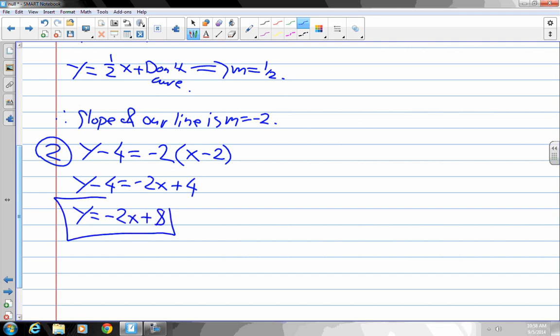So we do care about the y-intercept here. That's the big part of finding the equation of the line. It's a very unique line. It passes through 8 on the y-axis and has a slope of negative 2. How's that? Happy? Good.